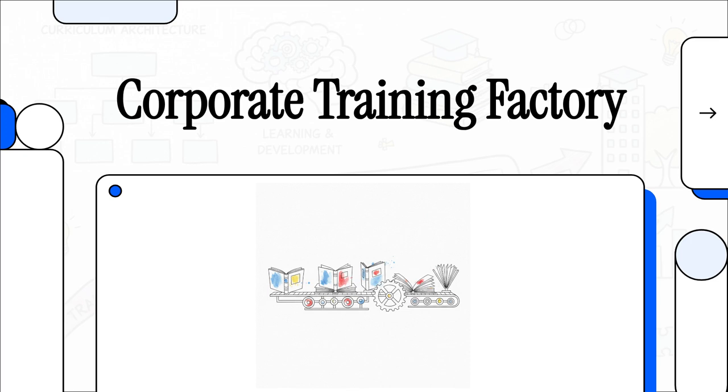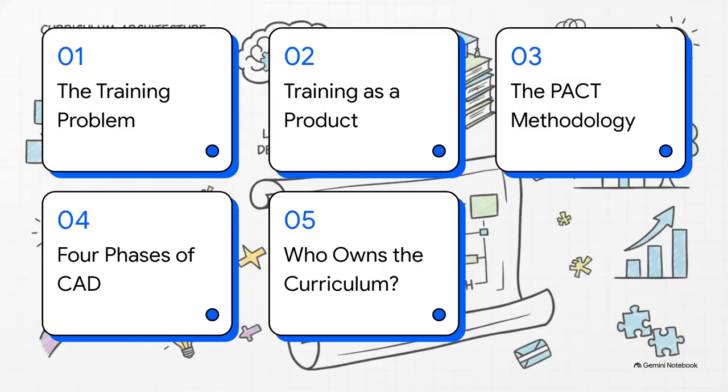In This Explainer, we're unpacking a highly structured 1990s business methodology from human performance expert Guy Wallace. We're going to look at exactly how to transform your training catalog from a fragmented mess into a streamlined, high ROI business system. Here's our roadmap for today.